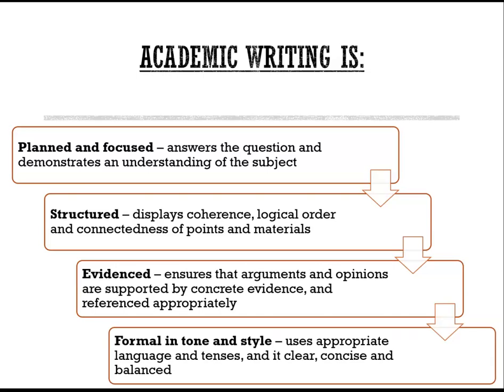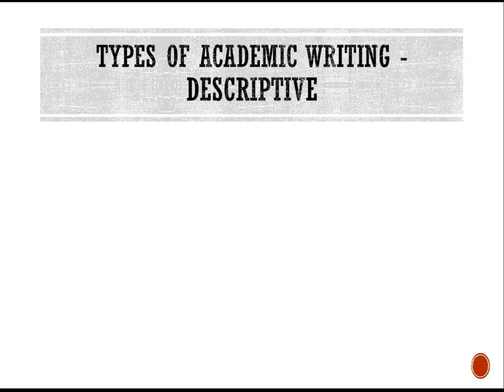So we say it is formal in tone and style. So it uses appropriate language, appropriate grammar, tenses, vocabulary, and it's clear and concise and also balanced. The types of academic writing, we have 4 types to discuss here.